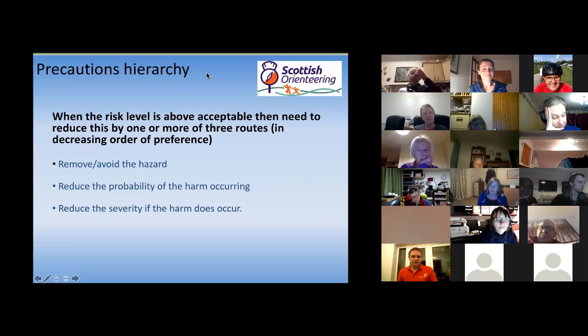Okay, so that's the three levels, and when you look at applying precautions, you should be looking at that. Can I remove or avoid the hazard? If I can't, how do I reduce the probability of the harm occurring? And finally, if that's not sufficient, how can I reduce the severity?